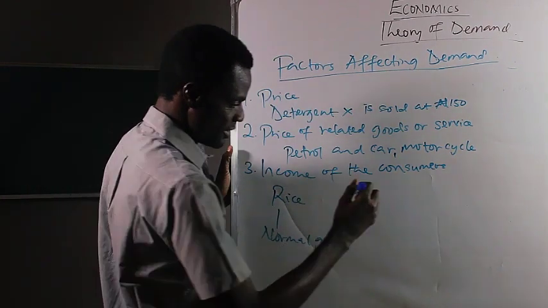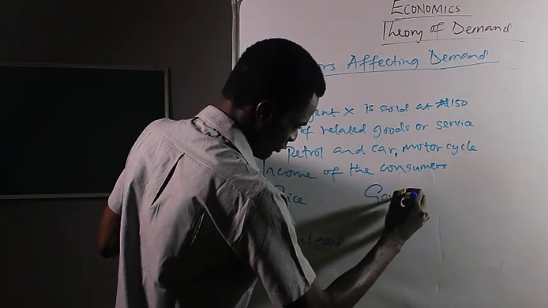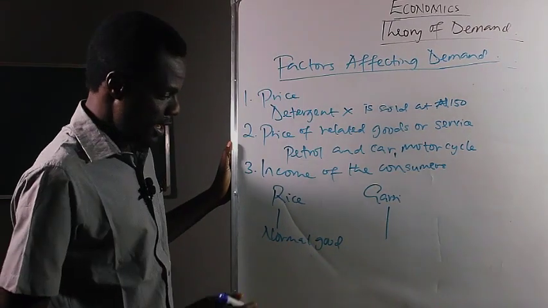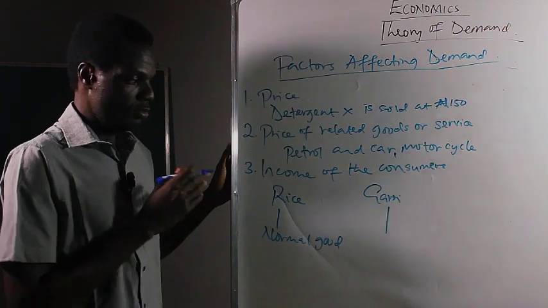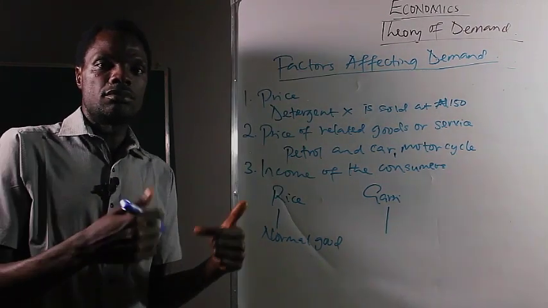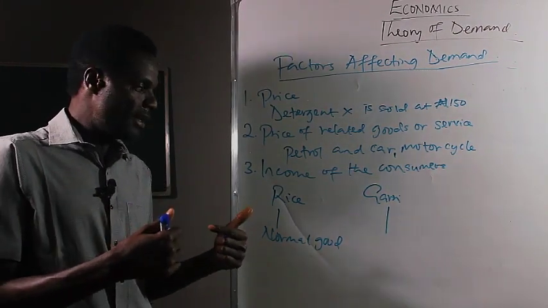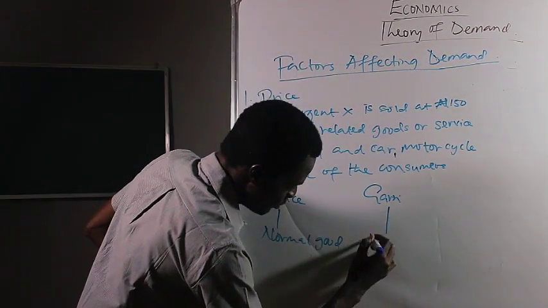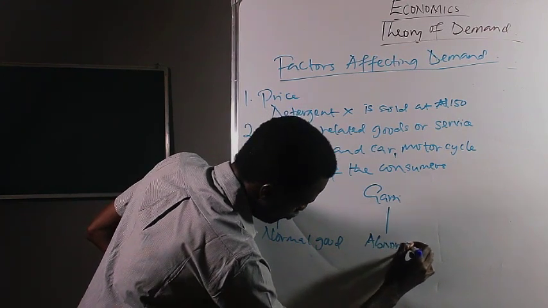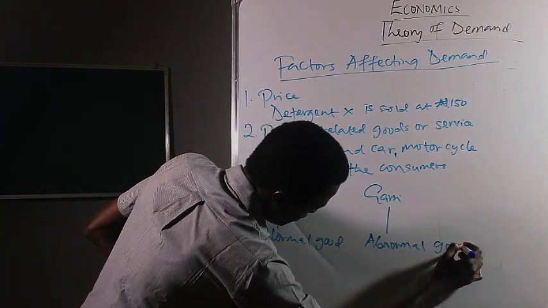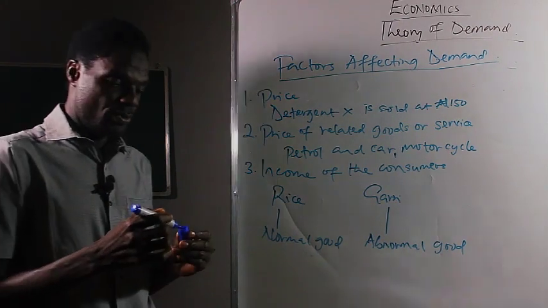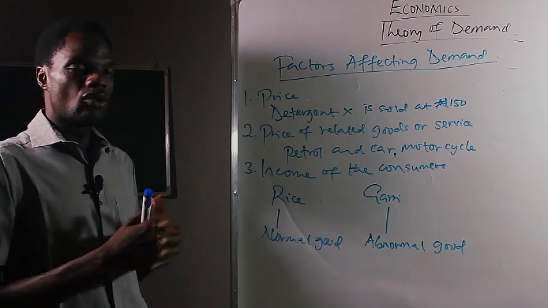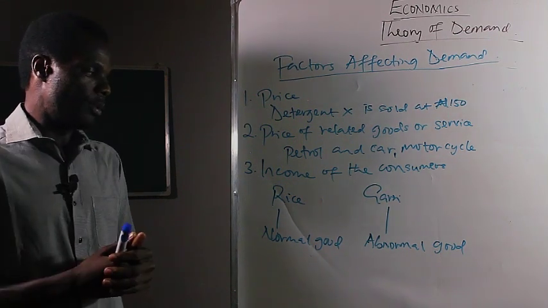Now, but gari, for example, people tend to buy less of gari when they are earning much income. So this is considered to be an abnormal good, because as income of the consumers increases, definitely they will buy less of it, and as their income decreases, they will buy more of it.